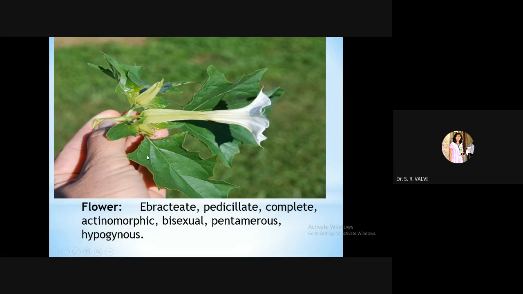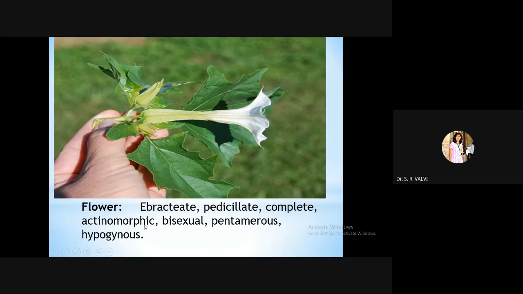Next is pedicellate. See here, see the pointer, a very small pedicel is present, hence you have to call it a pedicellate flower. Yes, it has the pedicel. Then complete. Why is the term complete? Because all four floral whorls are present, that is calyx, corolla, androecium, gynoecium. Hence the term is complete flower.